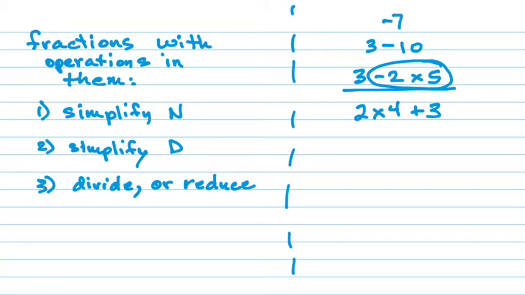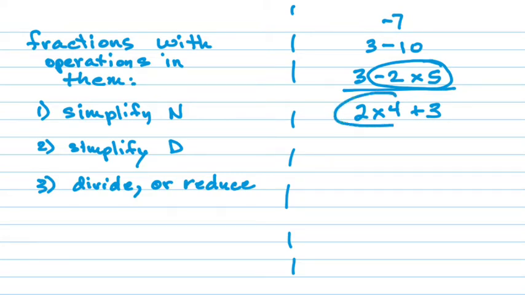Negative 7. Good. The signs are different, so we keep the sign of the larger and subtract the numbers, right? And so our completed simplified numerator is just a negative 7. Now in the bottom, I have multiplication and I have combining. So what do I do first?